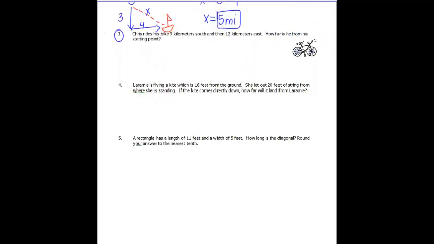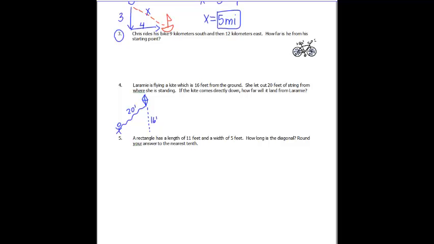Also a very classic Pythagorean theorem or trigonometry problem. Laramie is flying a kite which is 16 feet from the ground. So when they're talking about the kite being 16 feet from the ground, they are talking about this distance here. That's 16 feet. She let out 20 feet of string from where she's standing. So she's standing over here, flying her kite with its string. That is 20 feet of string. Now we'll assume that the string is taut, even though I drew it a little curly.